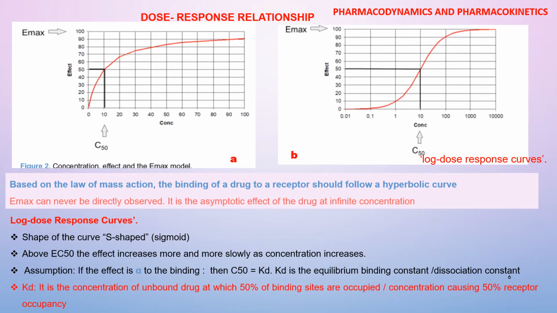The dose-response data can be represented as a dose-response curve, the first diagram A, or as drug effect against logarithm of concentration or dose, that is figure B. If the graph is plotted for dose-response data, the curve is a hyperbolic one, while if the drug effect is plotted against logarithm of concentration or dose, it becomes an S-shaped or sigmoid curve.